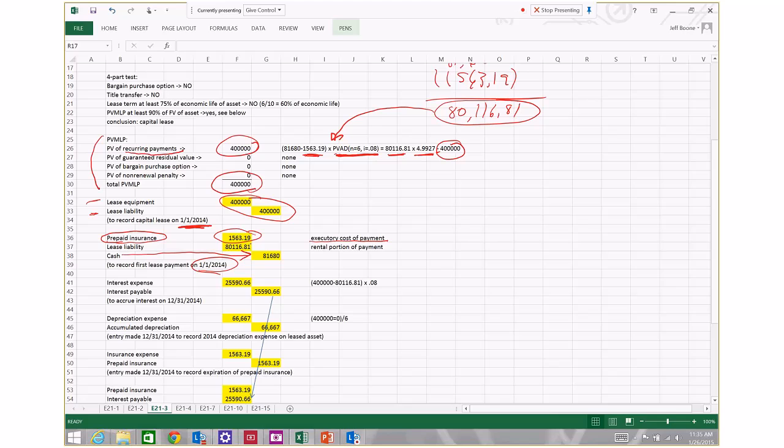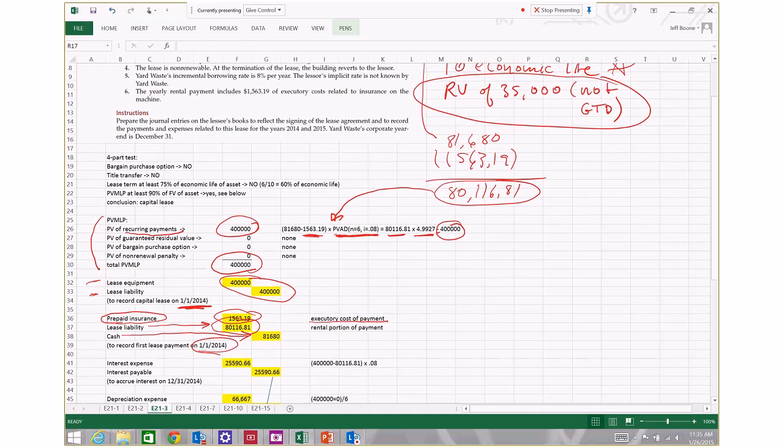And then the remaining portion of the payment, $80,116.81, is characterized as a payment of principal and is going to go as a reduction of the lease liability amount. It's considered in full to be a reduction of principal and no interest component because the payment occurs on the first day in which we enter into the lease agreement, so that lease liability has not had an opportunity to incur any interest expense at all.